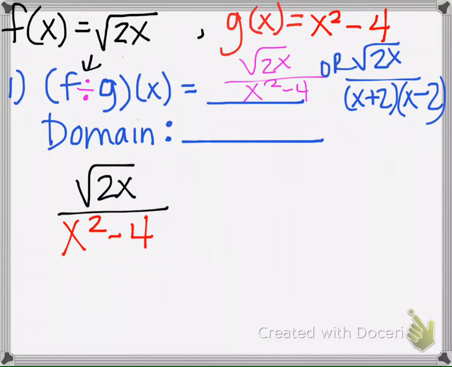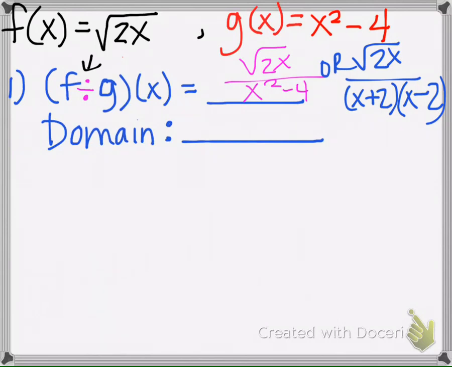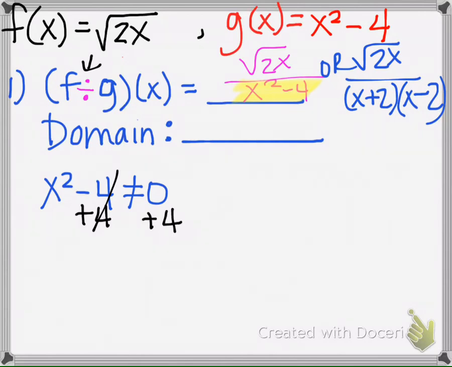All right, now the domain. So when we look at this, we know that the denominator can never be 0. So x squared minus 4 cannot be 0, because then it will be undefined. So we're going to solve this. You could use the quadratic formula, you can factor. I'm going to use the square root property here and get x equals positive 2 and negative 2. That's what x cannot equal.